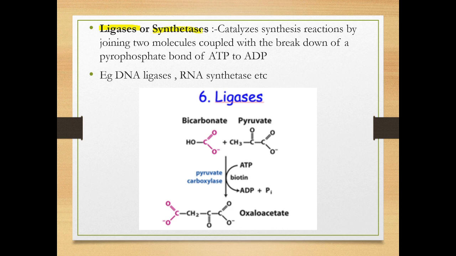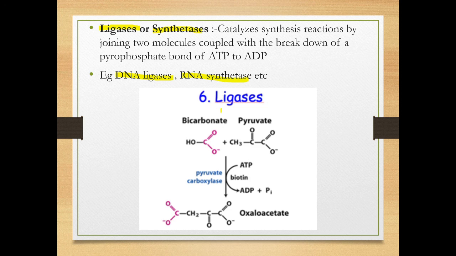Two compounds are linked. They catalyze synthesis reactions by joining two molecules, coupled with the breakdown of a pyrophosphate bond of ATP to ADP. So it requires what? ATP. It is an energy consuming enzymatic reaction. So ATP molecules are used, and it is converted to ADP. Examples are DNA ligases, RNA synthetases, etc.